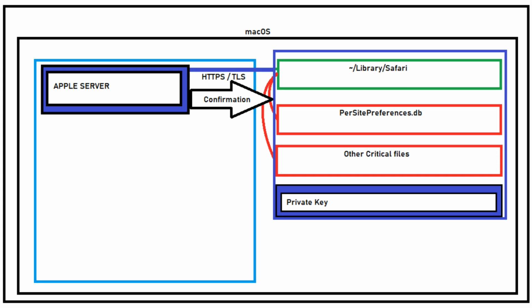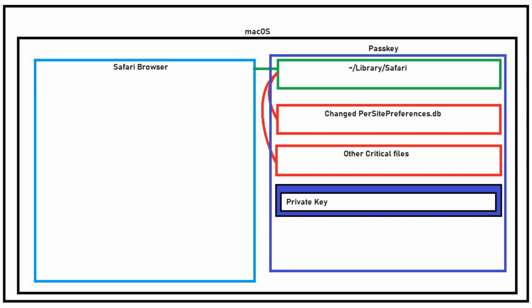So once the file has been modified and the confirmation is through, the per site preferences.db would be changed, and it returns to the passkey again. So the private key file would once again be encrypted, and you would have to input another passkey confirmation for the Safari browser to, let's say, use the microphone on the device.